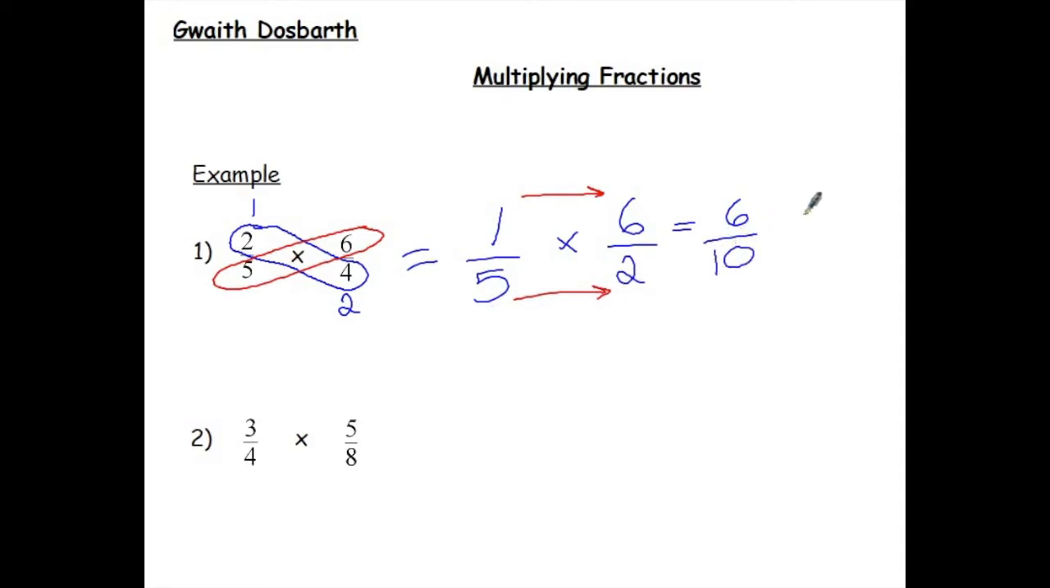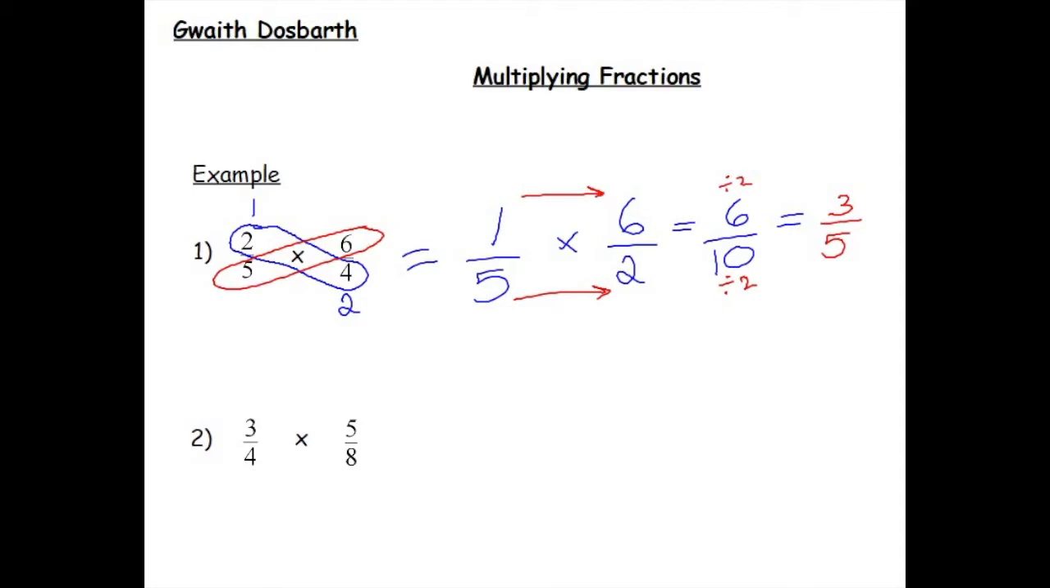In previous lessons, you will have seen how to simplify fractions, and you will need to simplify these fractions. So the way to do it, have a look what goes into the top number and what also goes into the bottom number. In this case, 2 goes into both of them, so you can divide them both by 2. And that leaves us with 6 divided by 2 is 3, and 10 divided by 2 gives us 5. And that's our first example.